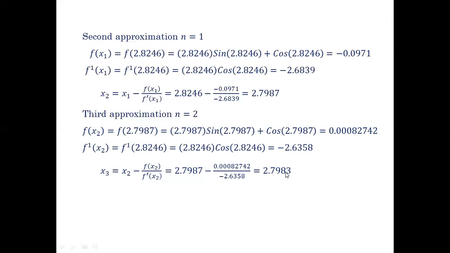So now you compare x2 and x3 for 3 decimal places. So what is that? x2 is equal to x3. See, 2.798, 2.798. Therefore, the required solution is 2.798. So this completes this problem.